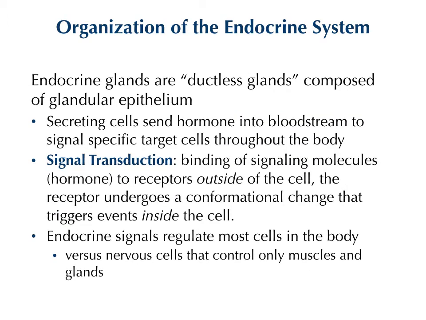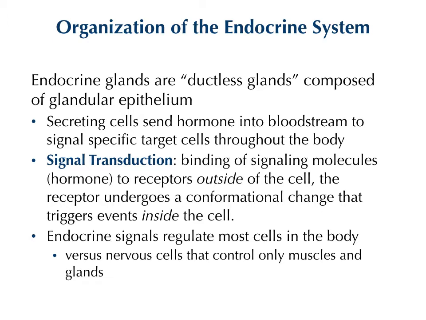Unlike the exocrine glands, where we had to learn all those different duct formations, the endocrine glands are ductless glands, and they are composed of glandular epithelium. The secreting cells will send hormones into the bloodstream to signal specific target cells throughout the body. And they do this through a process called signal transduction.